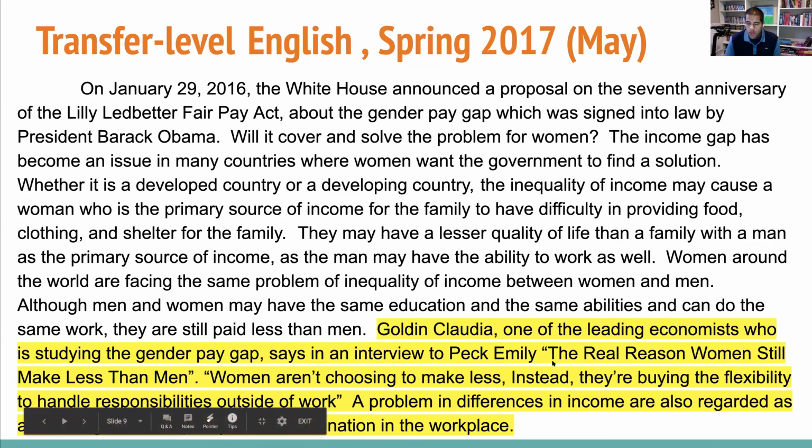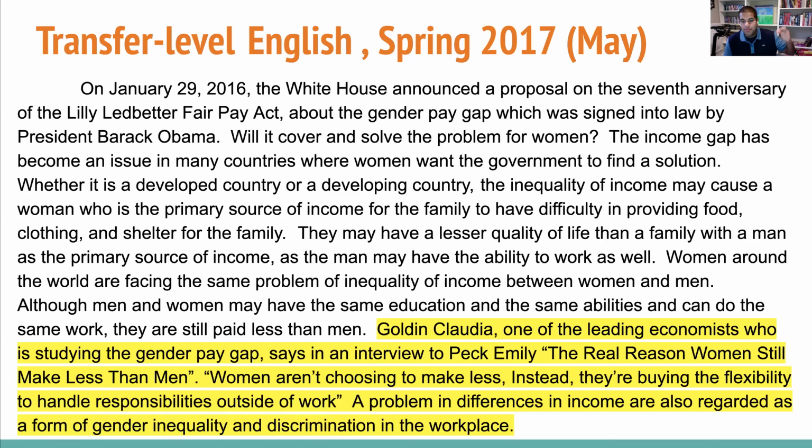And I think one of the things that stands out for us is looking down here at the bottom, where she's able to address this issue that there are these differences and they're regarded as gender inequality and discrimination. Being able to pull ideas, funnel down, and integrate the reader's ideas to inform her argument is tremendous development over the course of a semester.